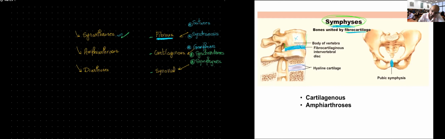And do you have any movement that is taking place between the two pubic bones or between the vertebrae of your spine? Is there any movement that is taking place? Yes, there is a slight movement taking place. So what would you classify the symphysis as? Is this synarthrosis, amphiarthrosis, or diarthrosis? If there is a slight movement, what would you classify the symphysis as? It's an amphiarthrosis. Amphiarthrosis, exactly.